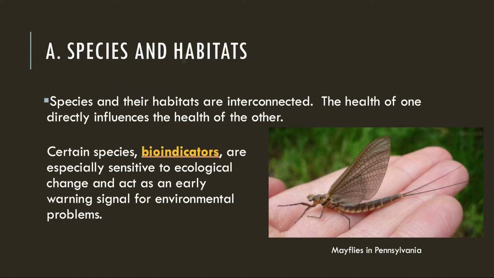Alright. When we're looking at species and habitats, we're saying that species and their habitats are interconnected, which we have realized to this point. So we know that species are all the organisms that are living in an area. It doesn't have to be animals. It could also be the plants. And then the habitat is the place where they live.